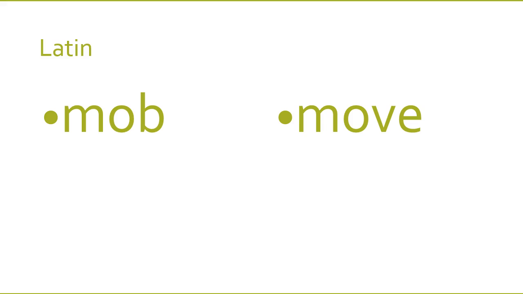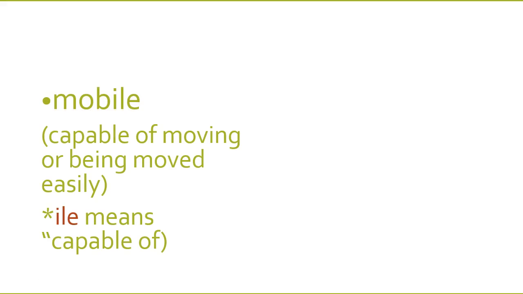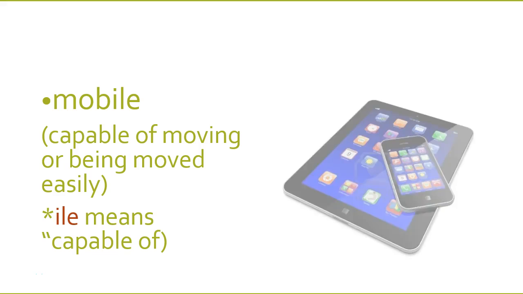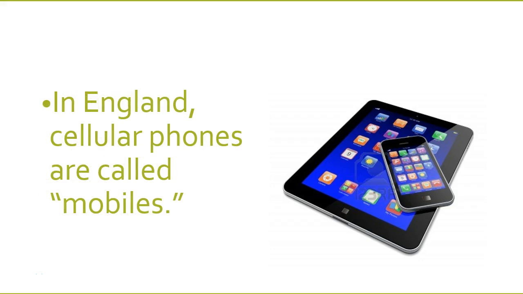The stem mob means move, where we get our words mobility or mobilize. The word mobile uses the stem ile, meaning capable of, so mobile means capable of moving. Now let's talk about the word mobile. We call our mobile devices here cellular phones, but in England they're referred to as mobiles because they're phones that you can use while you're moving somewhere.